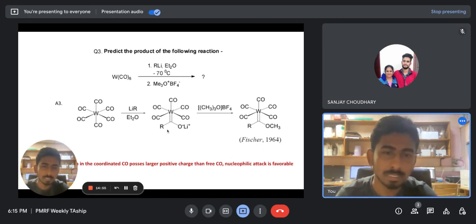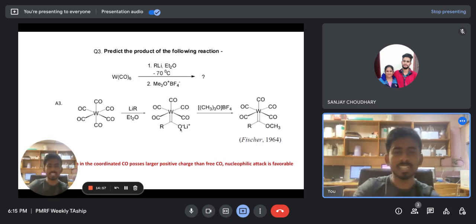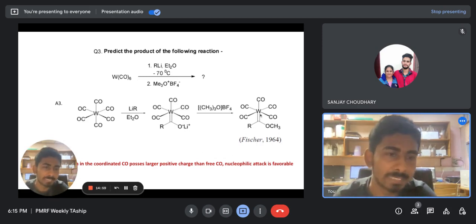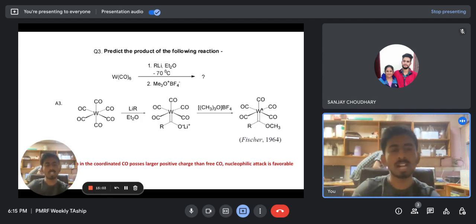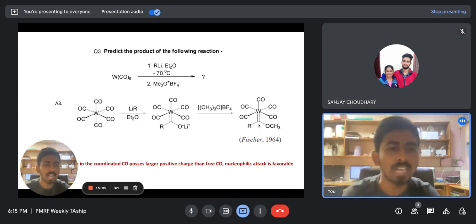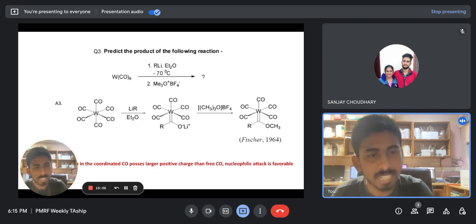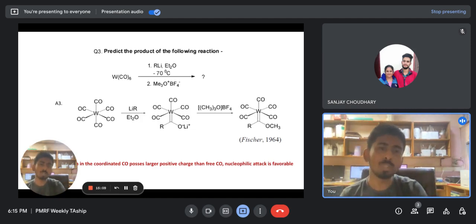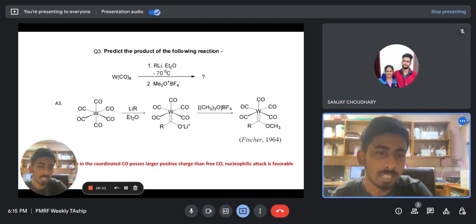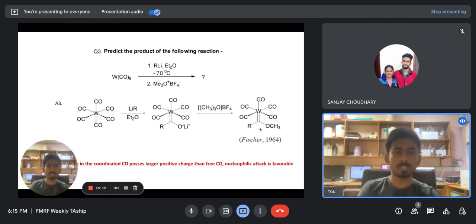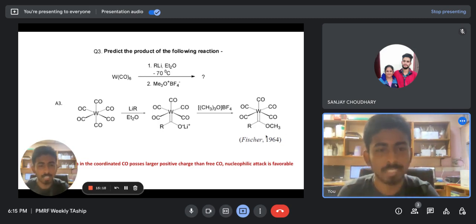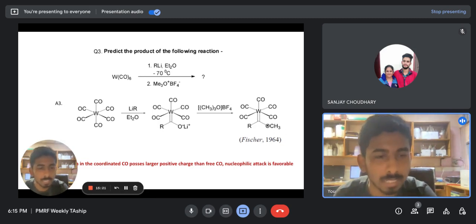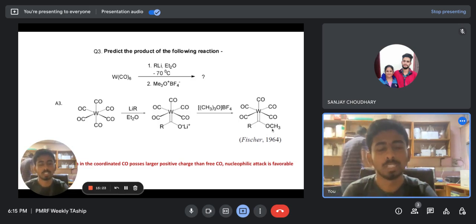Now this acyl moiety will become RC(OCH3), bonded to the tungsten. Here you can see, as I have already stated in the last example, how you recognize a Fischer carbene. In a Fischer carbene, the carbene carbon atom is attached to heteroatom-containing groups. So here you can see this is a methoxy, and it is a heteroatom with a lone pair of electrons on itself.